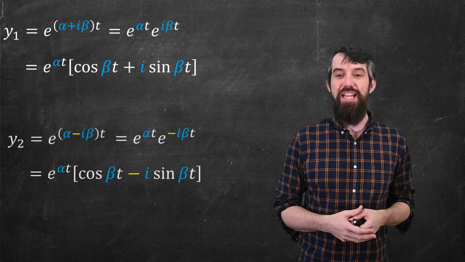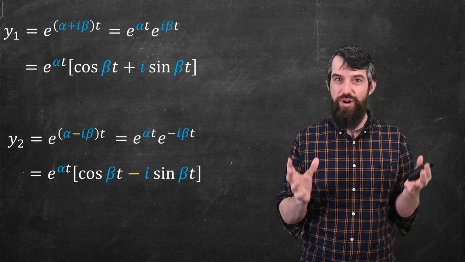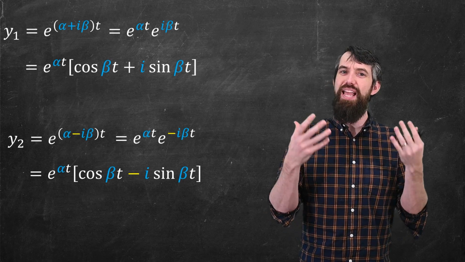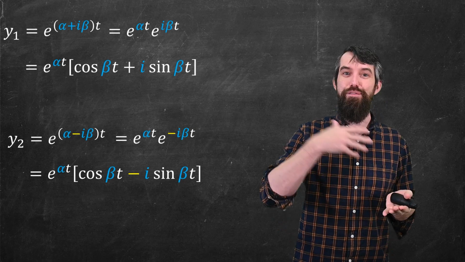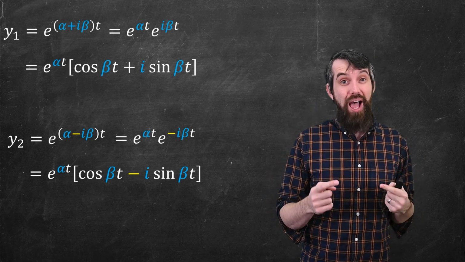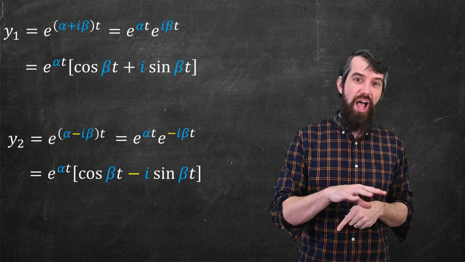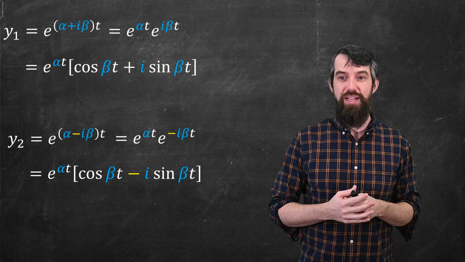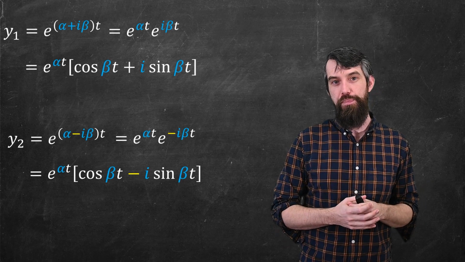I can do the exact same thing with the minus signs. It works basically the exact same way. The only difference is that because cosine is an even function, cosine of minus beta t is the same thing as cosine of beta t. But sine is an odd function, so sine of minus beta t is negative sine of beta t. So that's why the negatives work out the way they do.